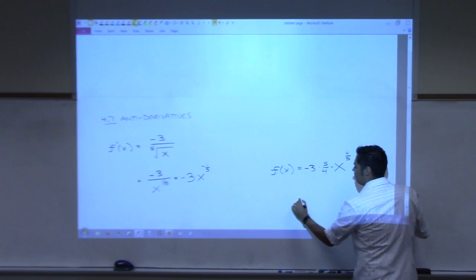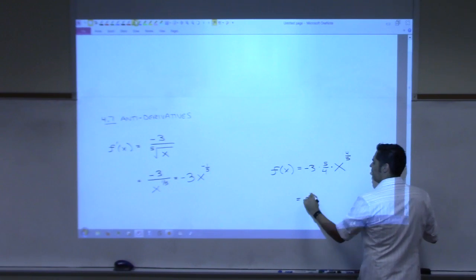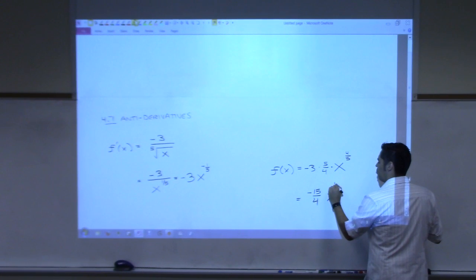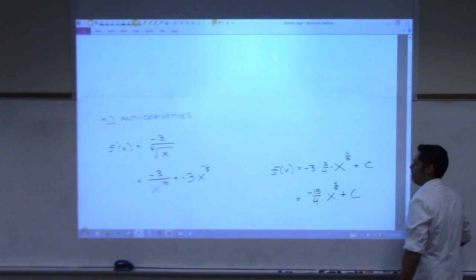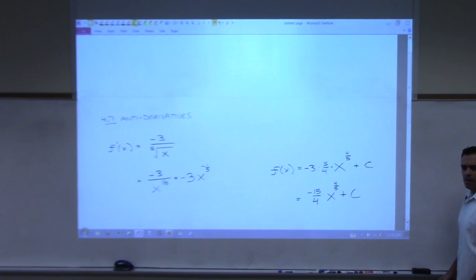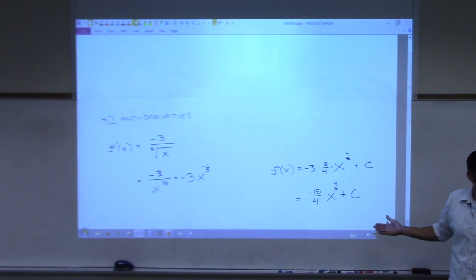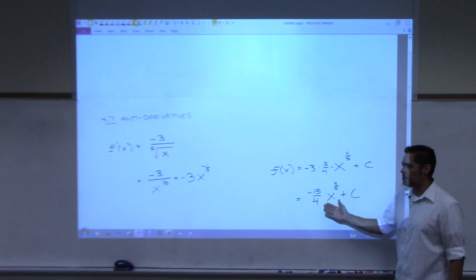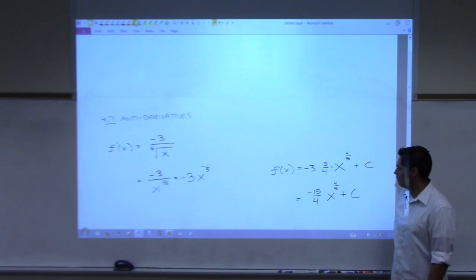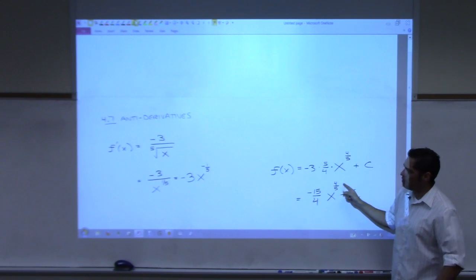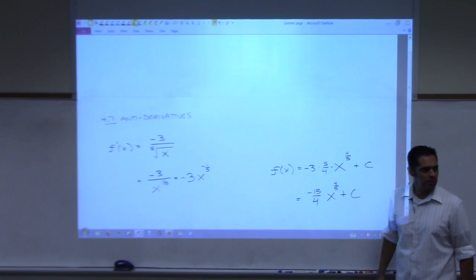Let's put it together now. This is going to be -15/4 x to the 4/5 plus c. Forgot my plus c. The good news is that you can check your answer by taking the derivative, right? If you take derivative of this, you better get back that. So bring that out, and that would give you -3. Subtract 1 from that, you get -1/5. Boom, you're good.